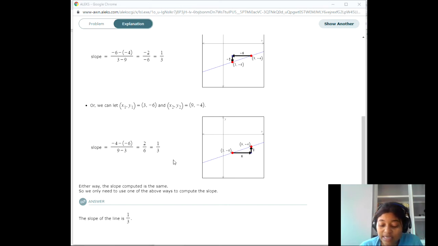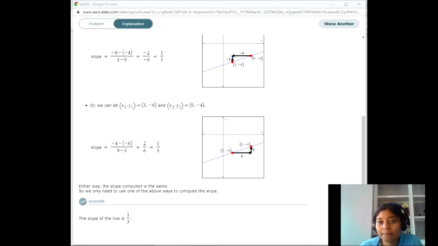Now what I did was use my calculator, and I just entered in -4 minus a -6, and that gave me a 2, and then 9 minus 3 gave me a 6. And then you have to simplify it, so 2 goes into 2 one time, 2 goes into 6 3 times, so the slope is 1/3. All right, let's move on to the next problem.